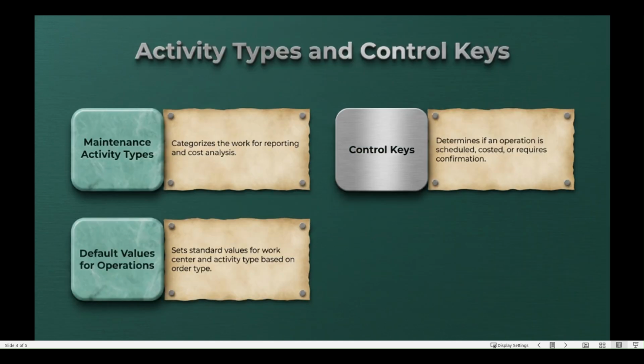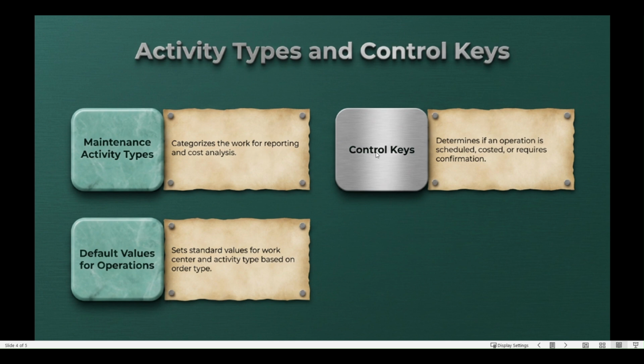Moving on, the activity types and control keys. These are also key configurations of the maintenance order. Activity types are something like, for example, you are executing a corrective maintenance order, and under the corrective maintenance order there can be n number of types of activities you can perform. So how are you going to separate those things? You can use maintenance activity types, because of that only SAP has given this provision. As I have written here, it categorizes the work for reporting and cost analysis.